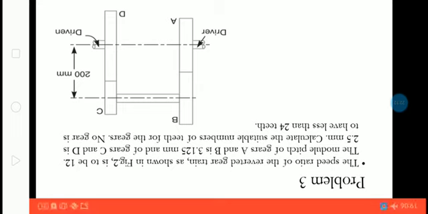Then how will you proceed? Before proceeding, you have to find the teeth ratio, right? You know that NA by ND equals NA by NB into NC by ND, right? So you can write this 12 equal to NA by NB into NC by ND.